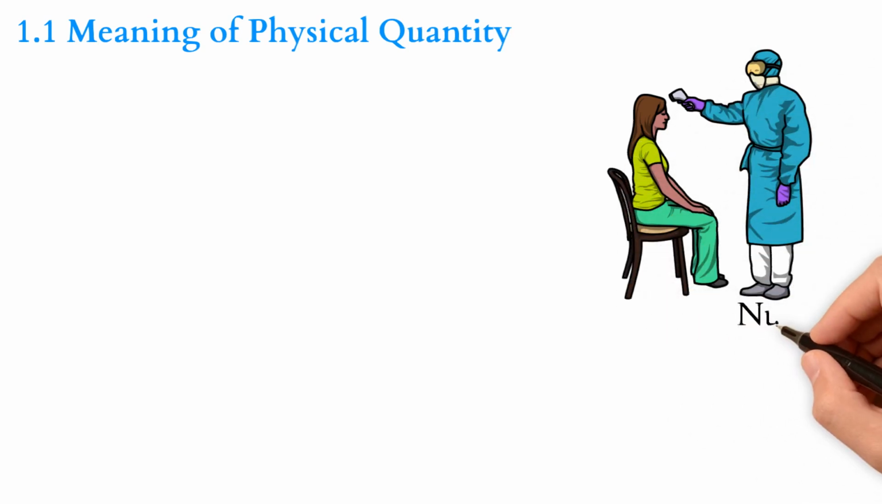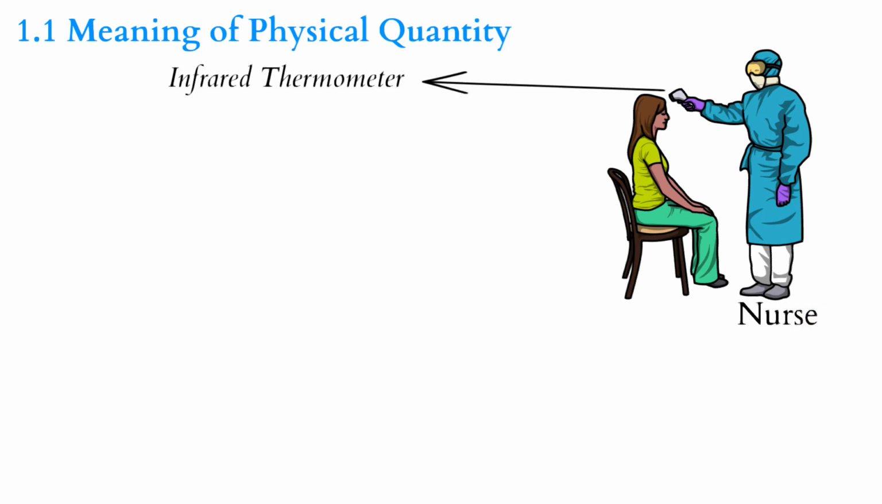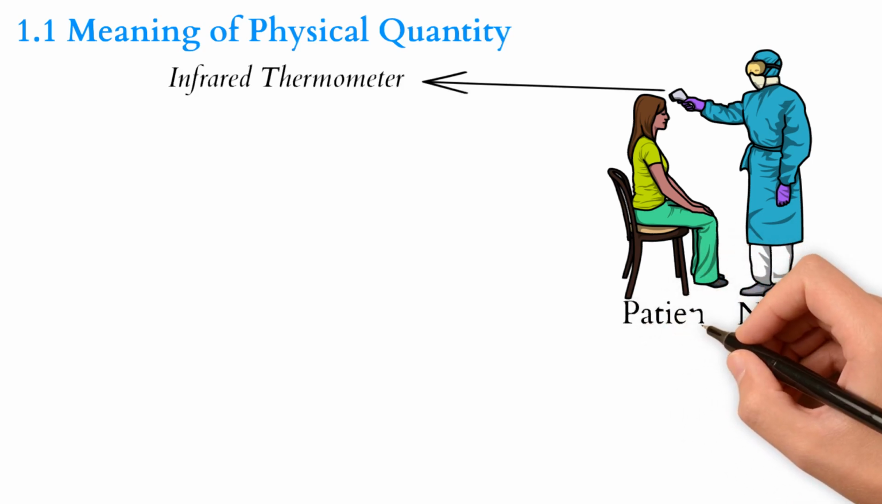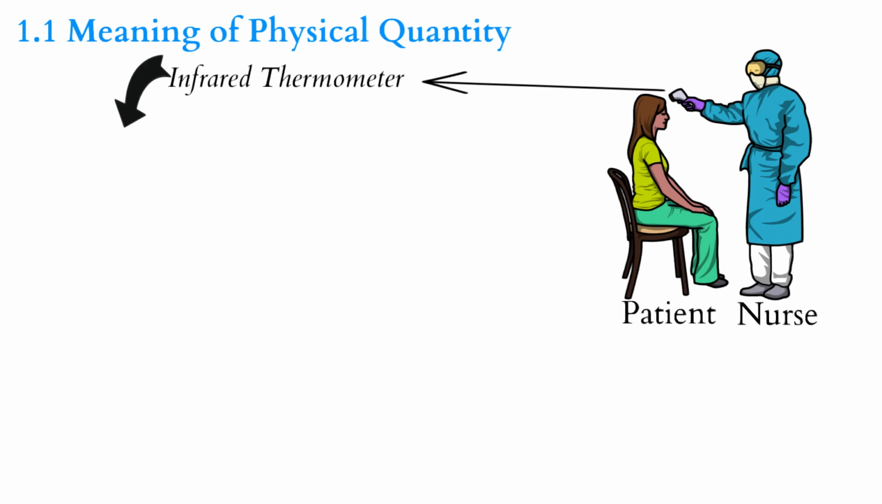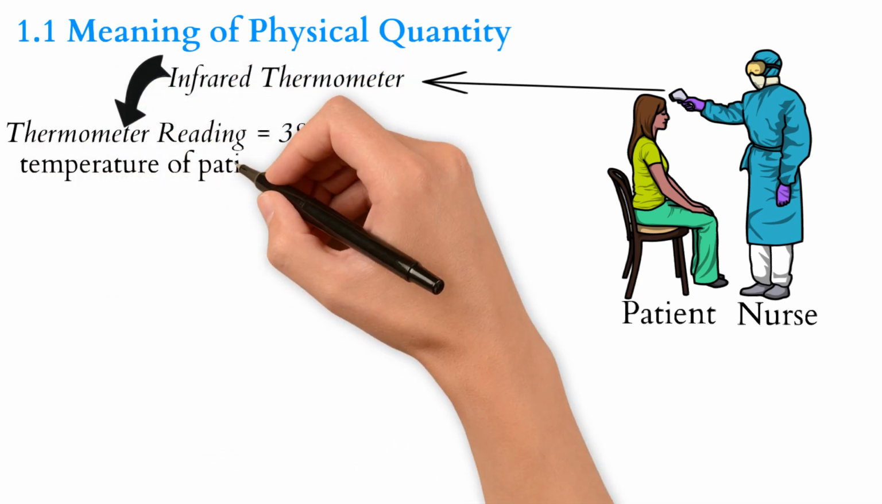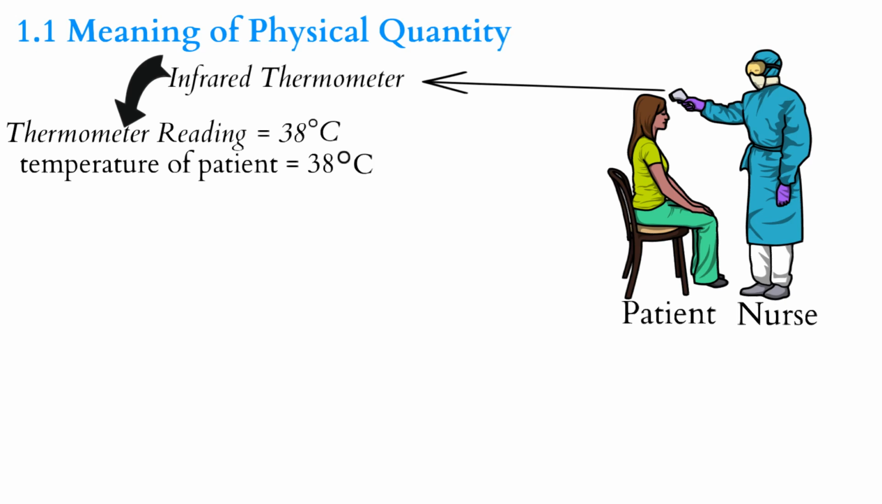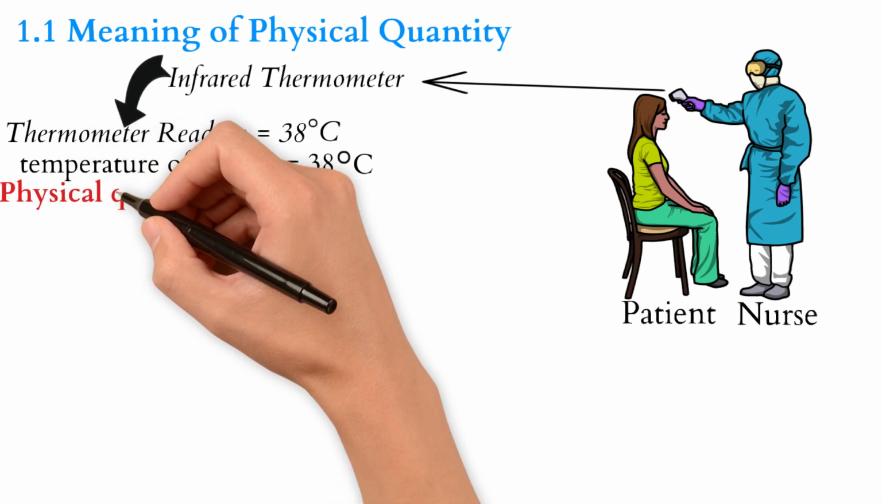Imagine a nurse placing an infrared thermometer close to a patient and seeing the value on the thermometer, 38 degrees Celsius. 38 degrees Celsius represents what we call the temperature of the patient. The warmness has now been quantified. You now know with absolute certainty how hot the person is. This is a reliable result that a medical doctor can work with to help him diagnose what is wrong with the patient. What then is a physical quantity?